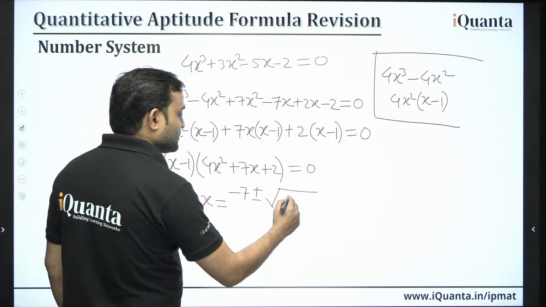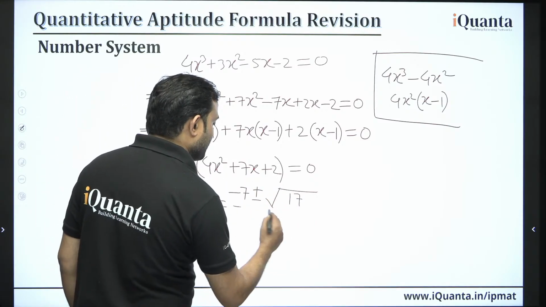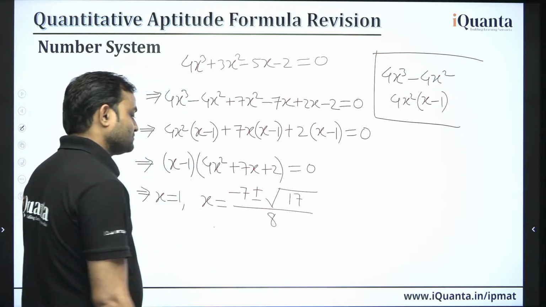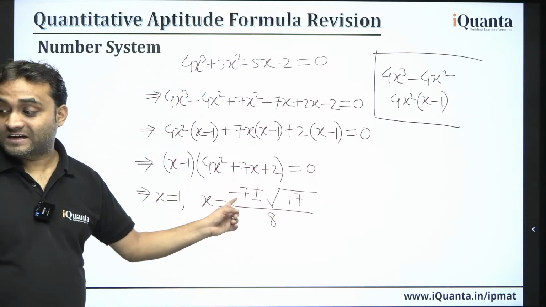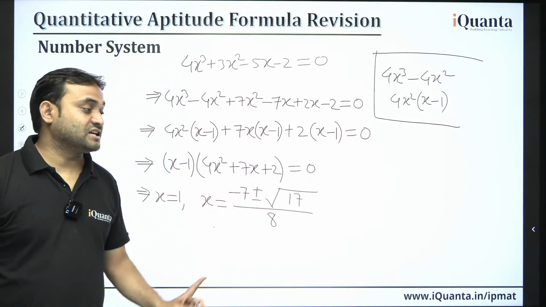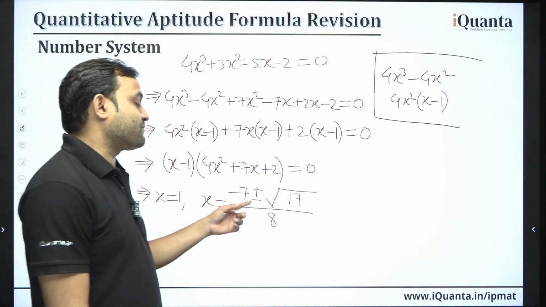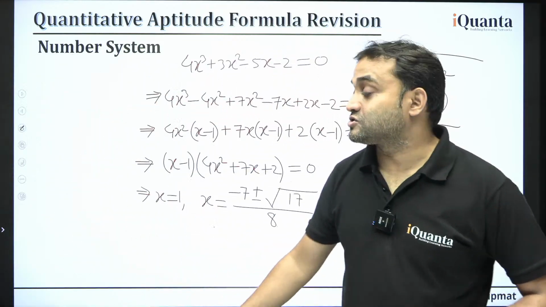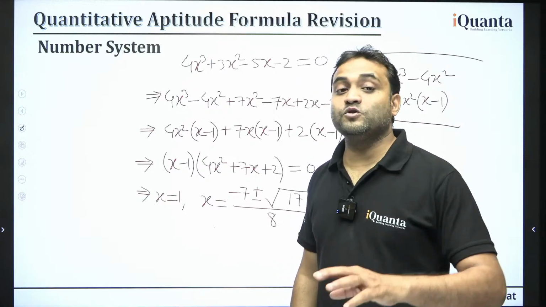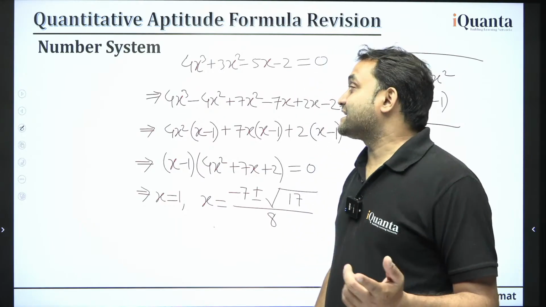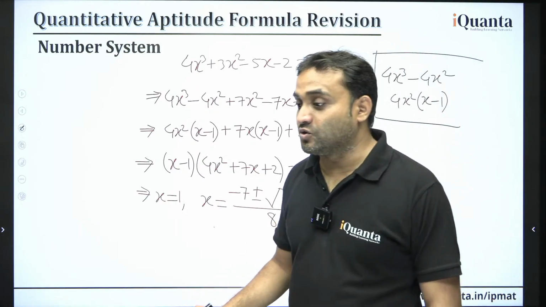32, so this will be 17 divided by 8. So these are the three values of x. Okay, these are the three values of x that you can find out. This is how you can solve a cubic equation if you ever get it. In case of a cubic equation, what do we need to do?